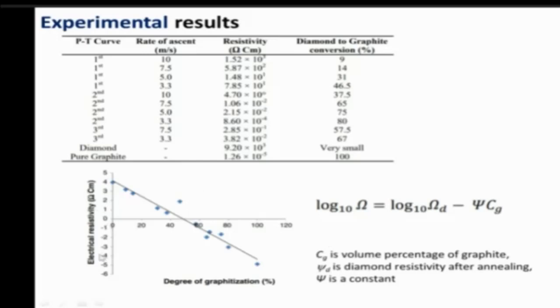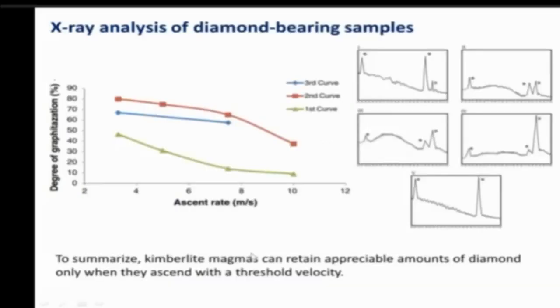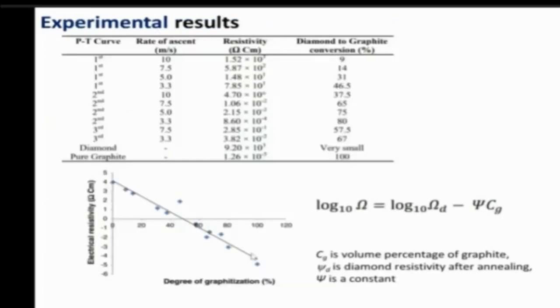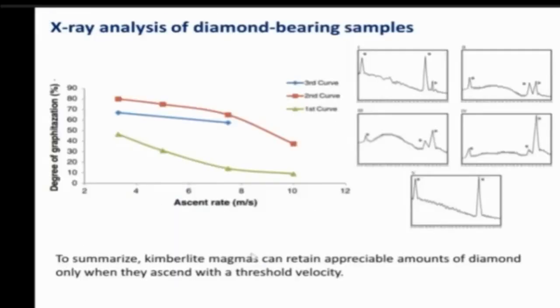If you plot the electrical resistivity against the graphitization, it shows almost a linear plot, irrespective of the path or the style of experiment that we chose. The same data can be represented by another plot against the ascent rate, where you can clearly see that with decreasing ascent rate, the graphitization increases. This result was also supported by in situ resistivity measurements, which you can see on the right hand panel.